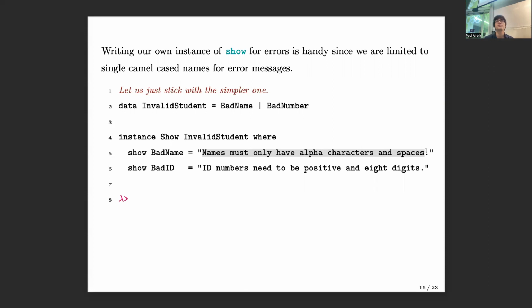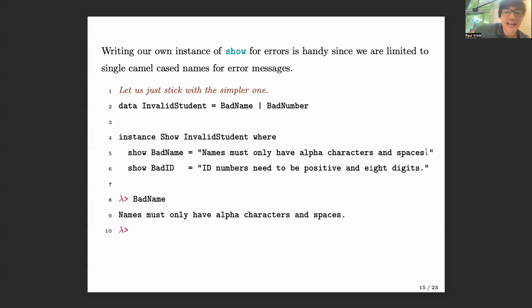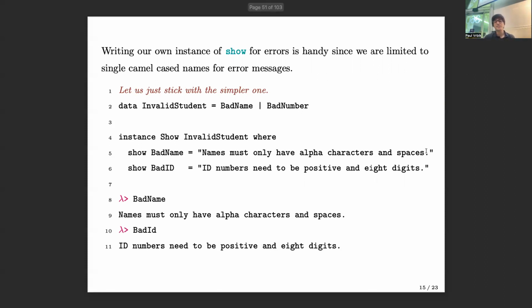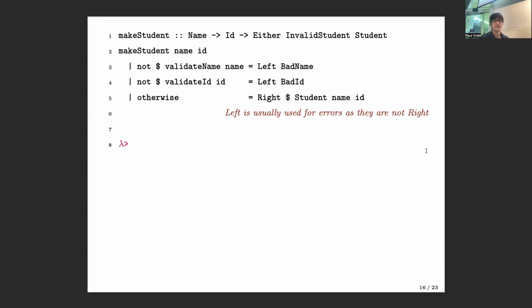And then this is how you derive an instance of Or to actually flesh out more what these adversities mean. So here, if your function were to return bad name, what it would actually show is names must only have alpha characters and spaces. And bad ID would just show ID numbers need to be positive in 8 digits. Right? So if you wanted to have error handling in your code, this would be one way of doing it.